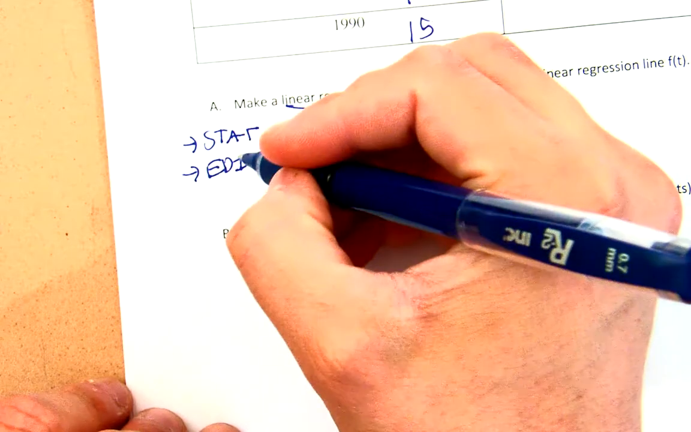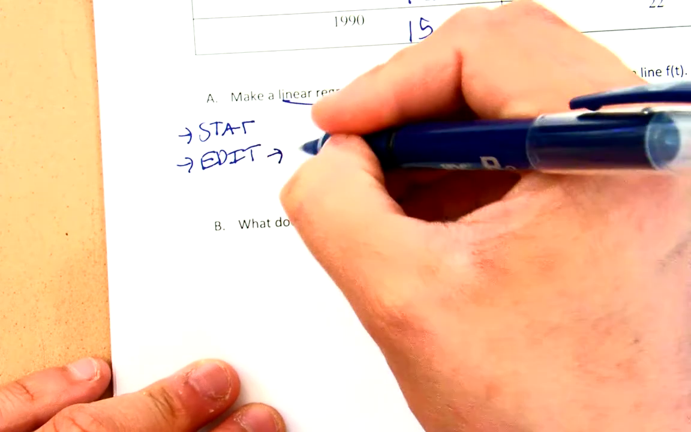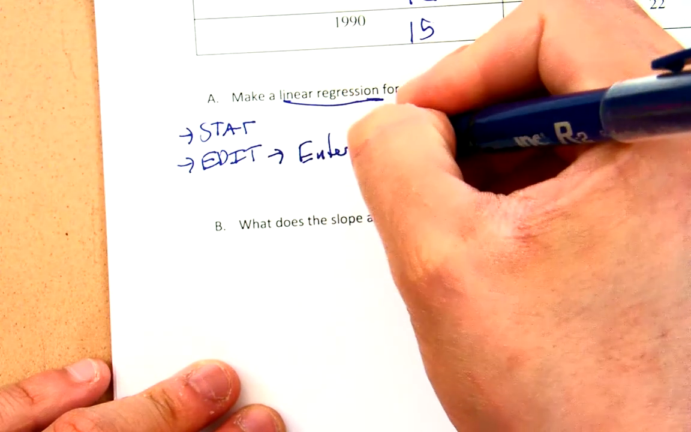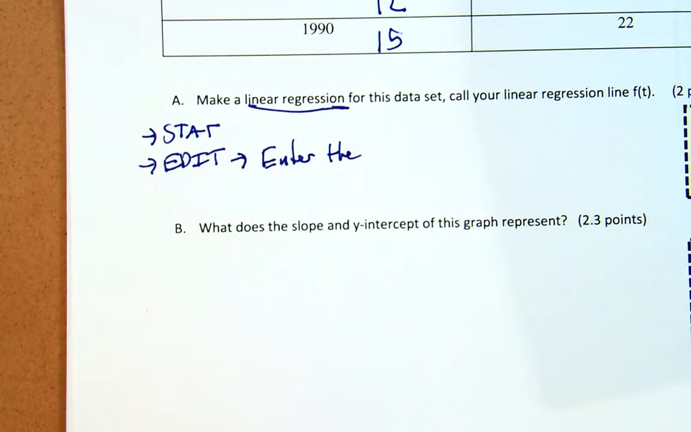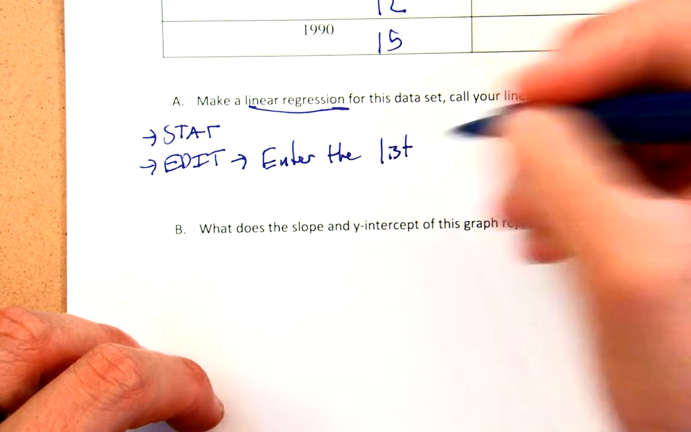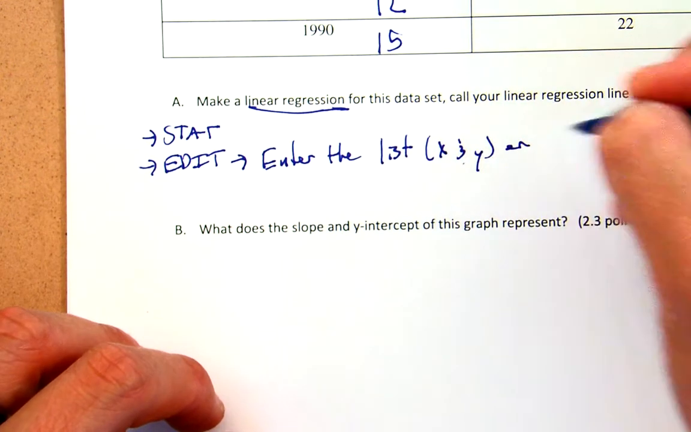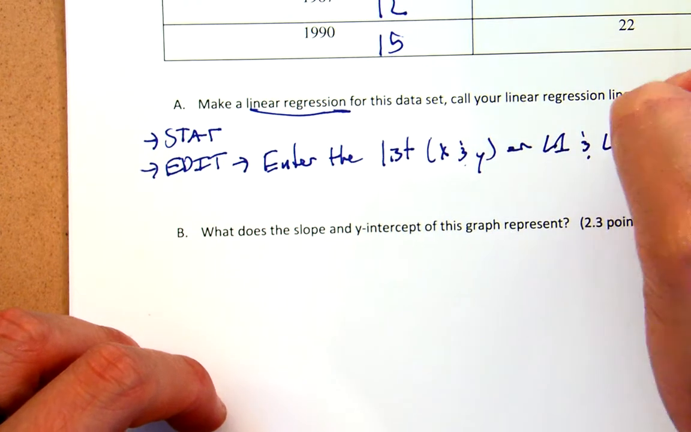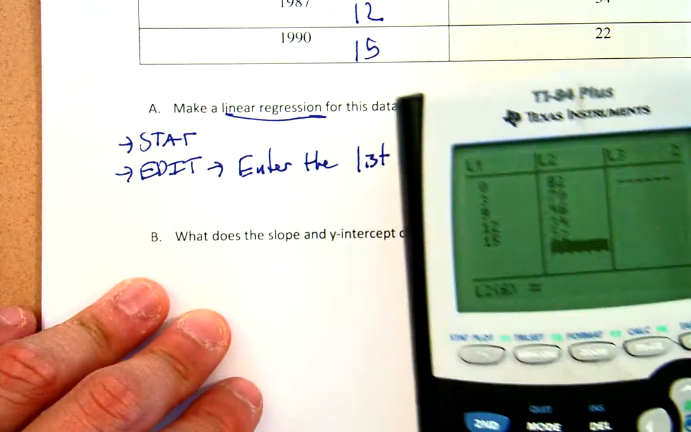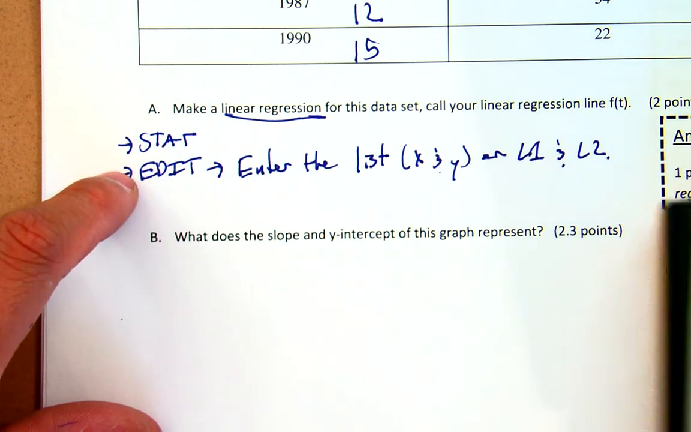Alright, so in our directions, what we put: stat, we hit edit, and then we go to where, and then from here we enter your what? What did I enter? Hold up, 1 second. I enter the list, right? In this case, the X and Y, or L1 and L2. Okay? So that's what we did. I'm just writing the steps here. On your test, please don't write this down. Just write the answer, okay?